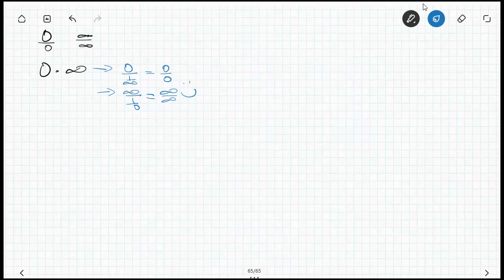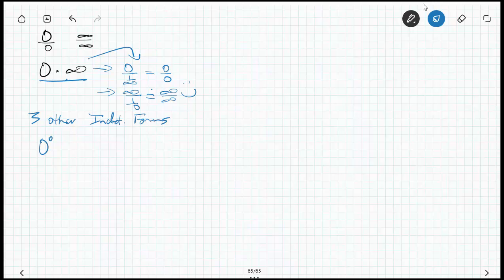Now, this is the key. When you see this situation right here, and you know that you can convert it into one of these two, you know that you're on the right track. Now, I'm going to talk about 3 other indeterminate forms, and then I'm going to teach you how to get them here, and then once they're here, we can get them here. The 3 other indeterminate forms. The first is 0 to the 0.